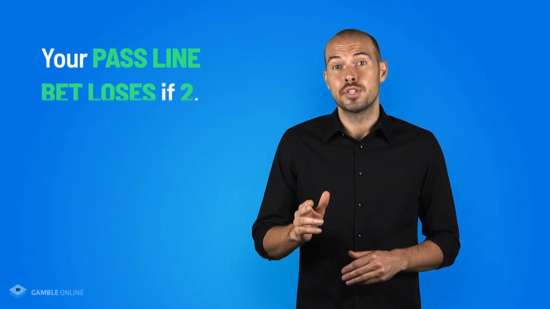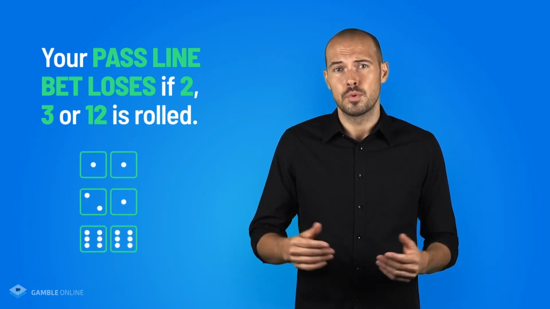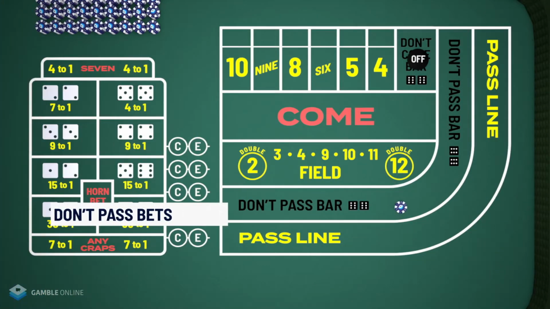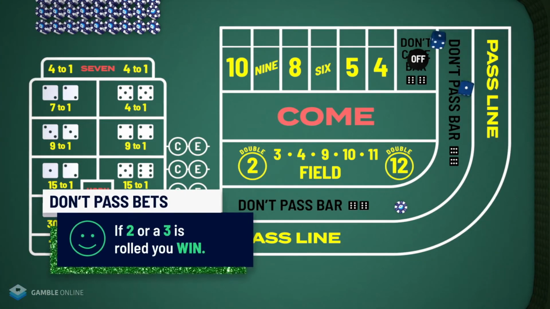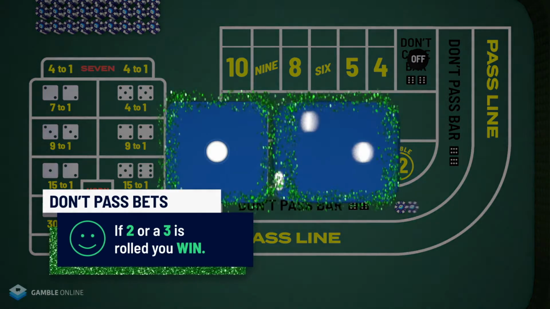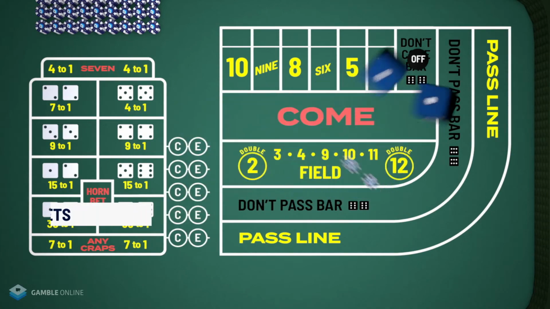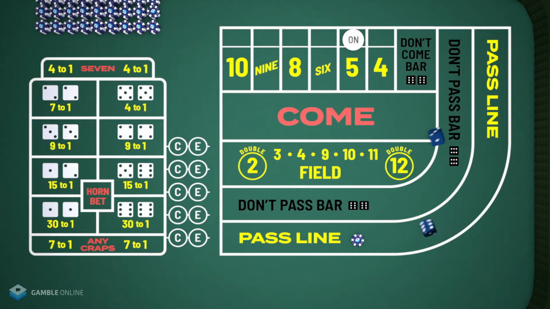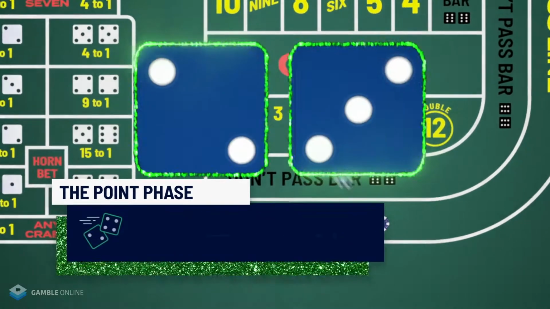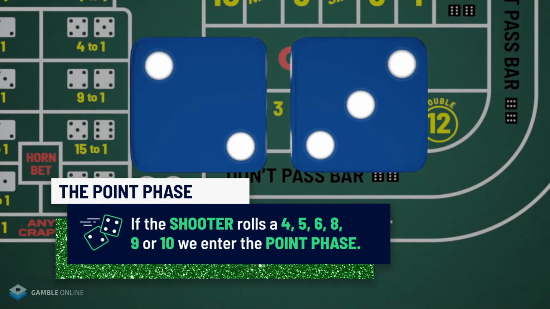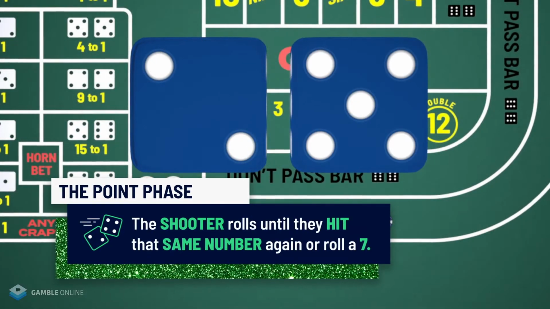Your bet loses if a 2, 3, or 12 is rolled. And as for the don't pass bet, the opposite is true. A 2 or a 3 is a win, while a 12 is a push, and a 7 or 11 is a loss. So what happens if any other number is rolled? Well, that means that the game enters the point phase, and the shooter rolls repeatedly until they hit that same number again, a 4, 5, 6, 8, 9, or 10, or they roll a 7.